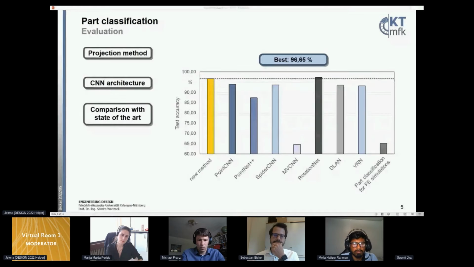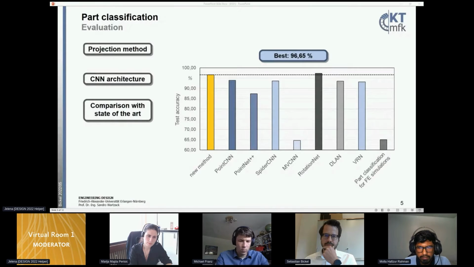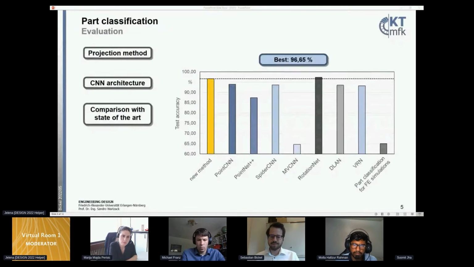In the bar chart, the test accuracy is shown for the different methods, where the new approach is colored in yellow. The achieved accuracy is very high and only surpassed by the RotationNet by about 0.7%. All other methods applied to the MCB A dataset have lower classification accuracy, which shows the competitiveness of this new procedure for classifying components from the mechanical engineering environment.